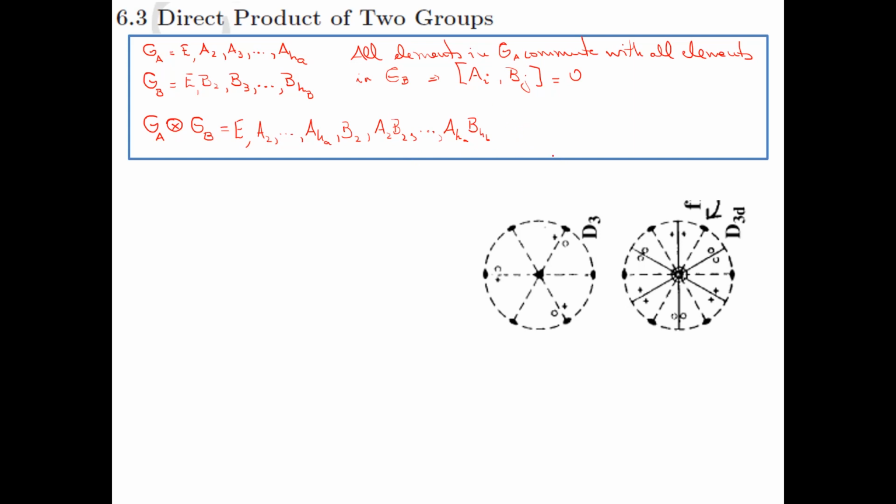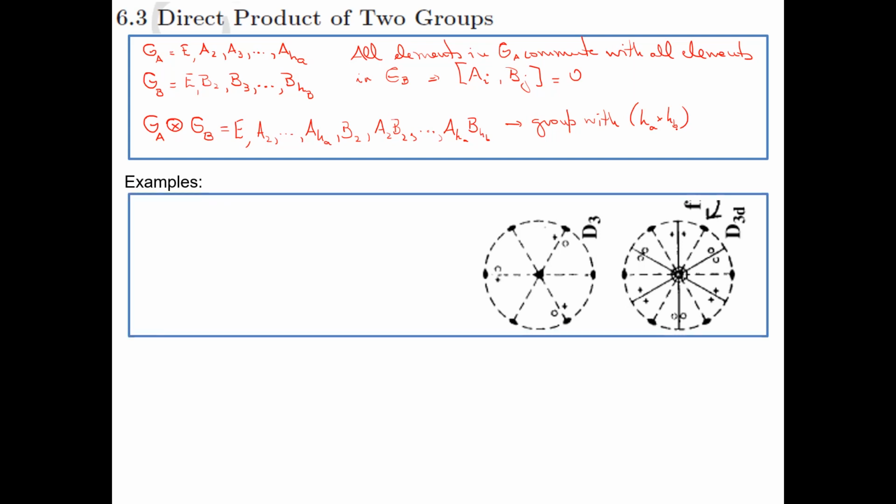So this is a group. We haven't shown that, but it's easy to show that this is a group, which is the direct product group. And this is a group with order. The order of the group is HA times HB. Okay. So we have already seen some simple examples of these direct product groups.